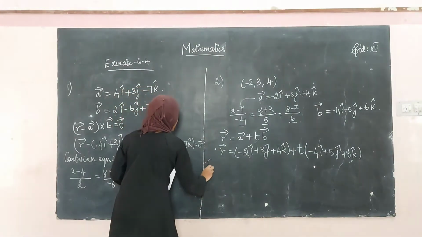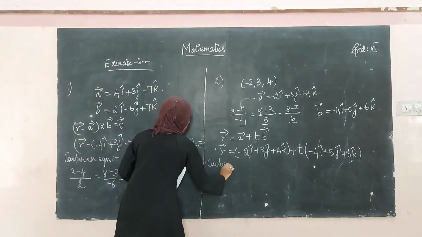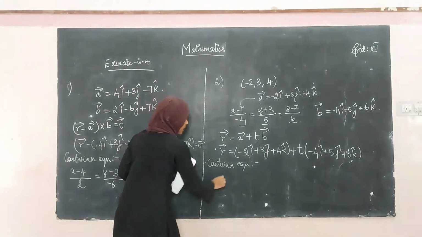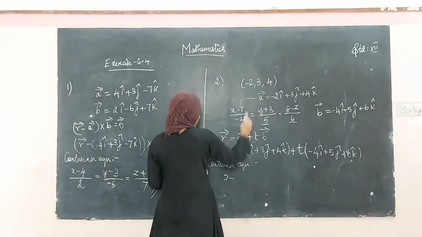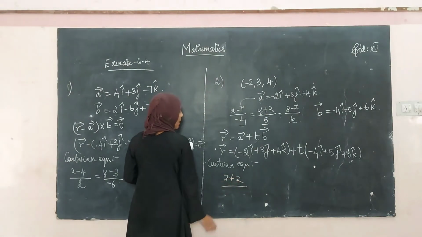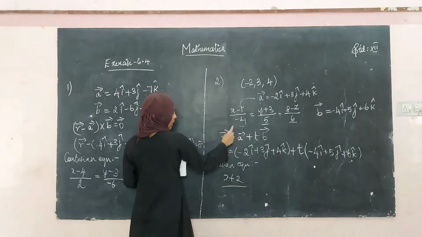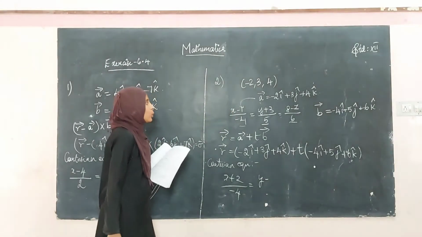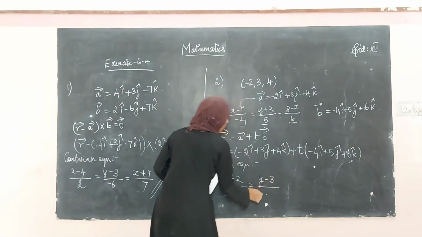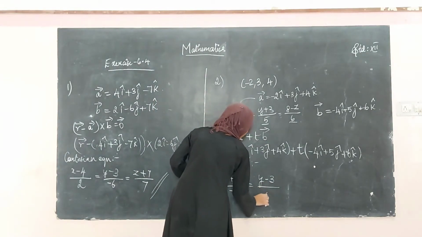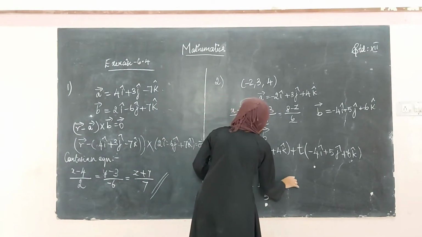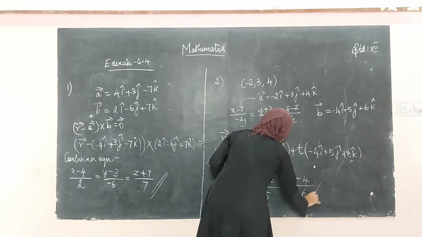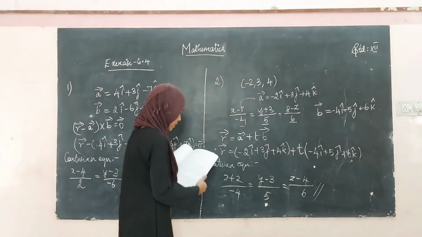Now what about Cartesian equation? How will you find the Cartesian equation? (x minus A1. A1 is minus 2. Minus of minus 2 is plus 2) divided by B1. What is B1 here? B1 is minus 4. Equal to (y minus A2. A2 is 3. So y minus 3) divided by, what is B2 here? B2 is 5. Equal to (z minus A3, A3 is 4) divided by B3, B3 is 6. So this is the required Cartesian equation.